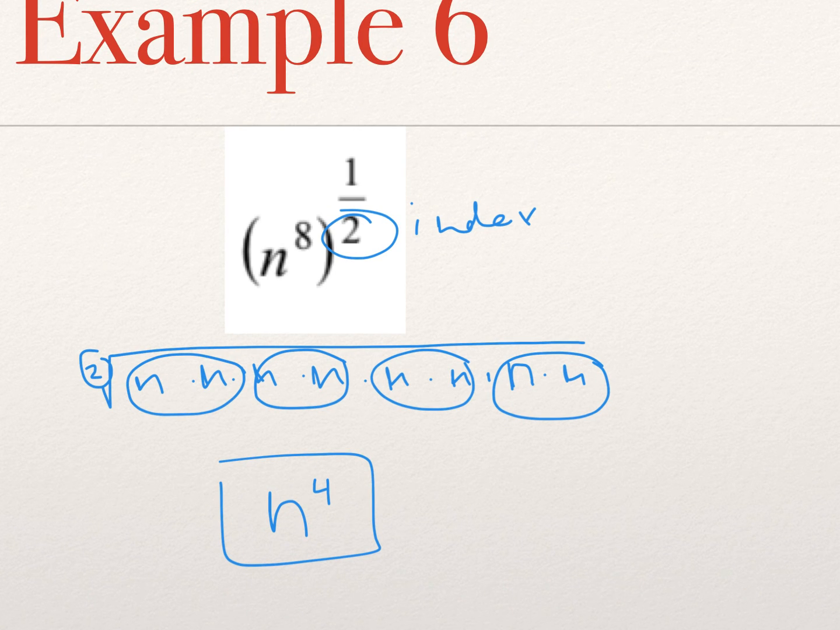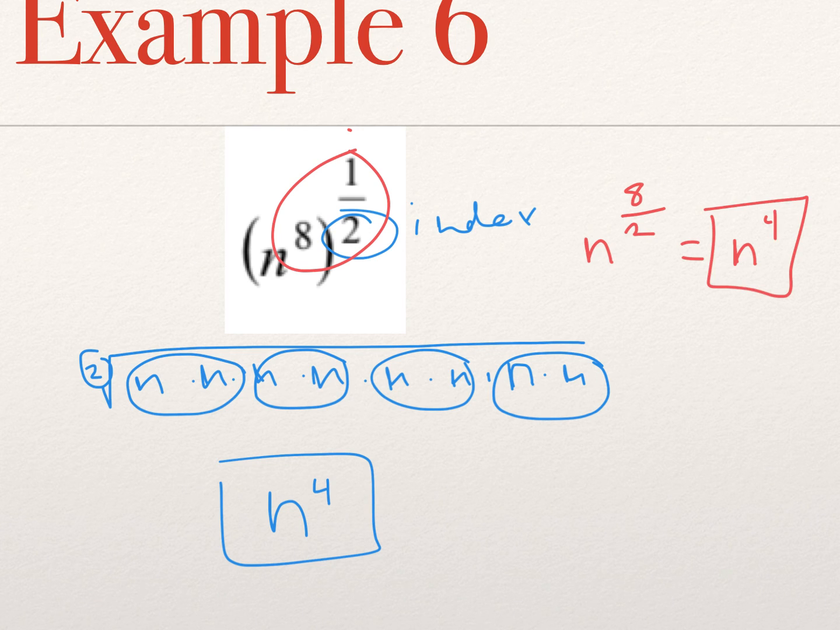Another way, which I noticed people did on the quiz because we talked about it, is we can multiply these 2 numbers together. When you have an exponent raised to an exponent, you can just multiply them. So this is n to the power of 8 over 2. How can we simplify 8 over 2? Divide, so it's 8 divided by 2, which is 4. So we get n to the 4th power. Same thing, just 2 different ways of doing it. So you can either multiply your 2 exponents or just write it out.